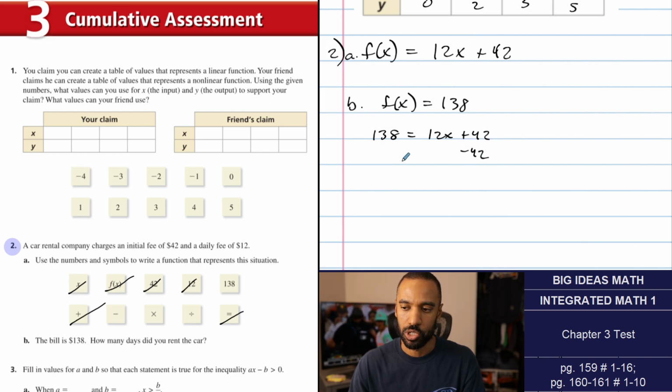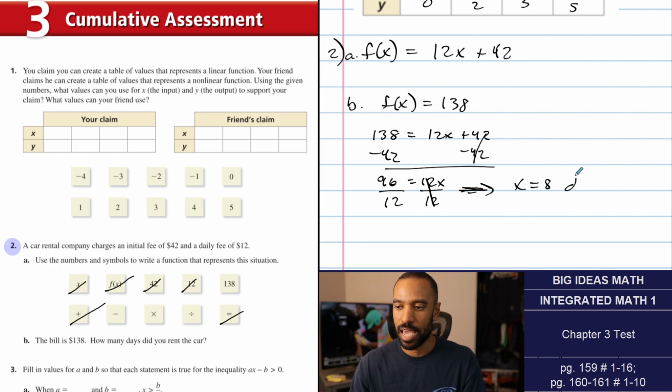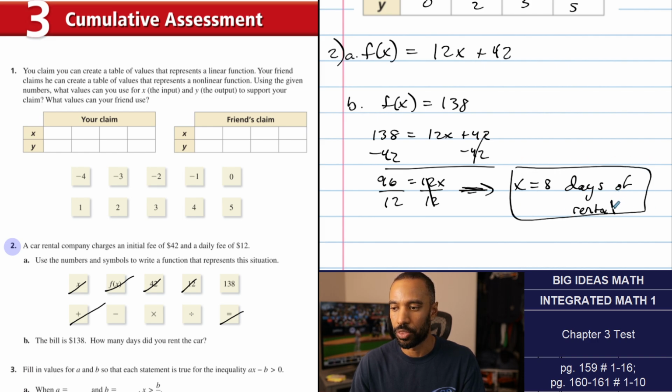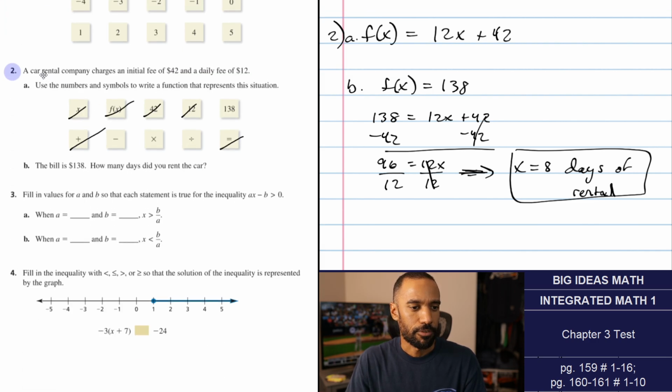And we subtract 42 from both sides. And we get 96. And we divide both sides by 12. And that's 8. And that's x equals 8 days of car rental. So we rented it for 8 days. That's what would total $138. Pretty cheap, I think. Is that upfront cost, man?